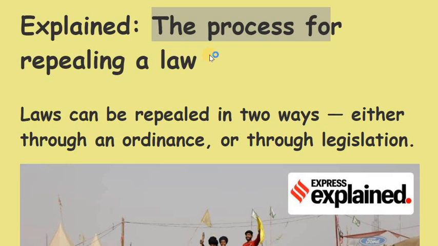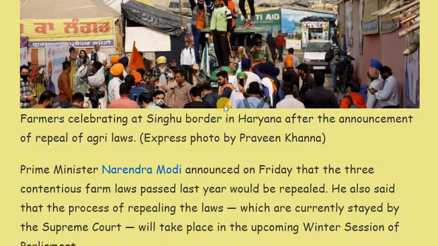Explained, the process for repealing a law. Laws can be repealed in two ways, either through an ordinance or through legislation. Farmers celebrating at Singhu border in Haryana after the announcement of repeal of agri laws.